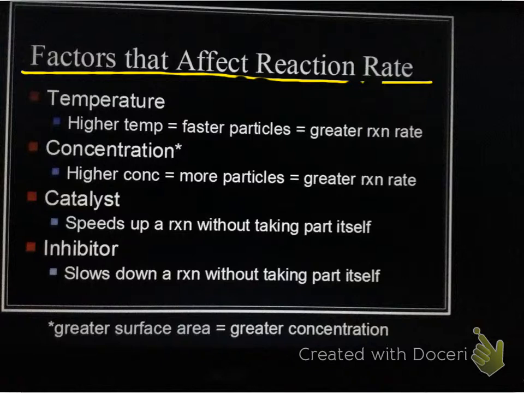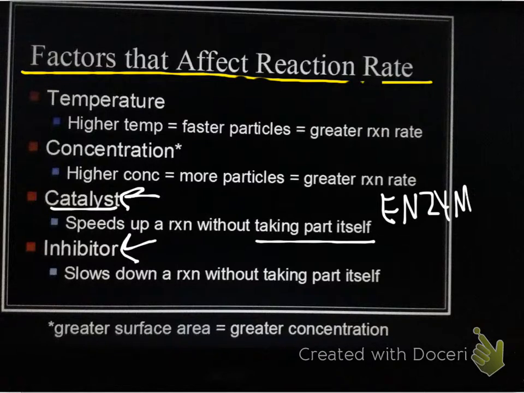There are also things you can add to a reaction to either speed it up or slow it down. The first is a catalyst. So catalysts speed up a reaction without actually taking part in the reaction itself. So an example of this would be enzymes in your body. Okay, enzymes speed up digestion.